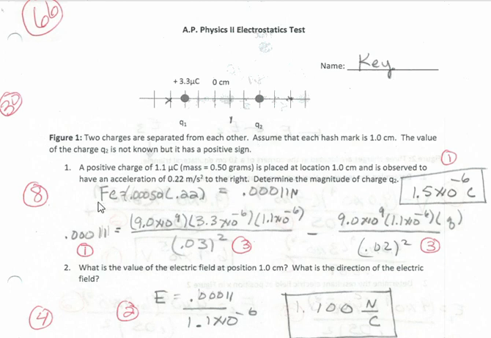Okay, first though, we need to find the electric force's value. Well, we're just going to set that equal to mass times acceleration. Remember to convert mass to kilograms. So that's this value here, 0.00011 newtons. So I'm going to set that equal to here.